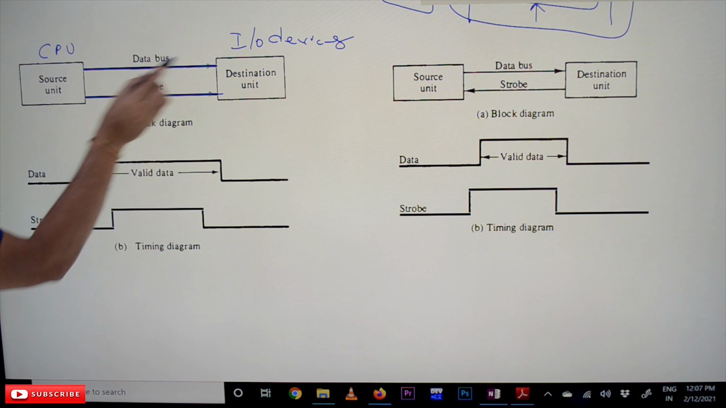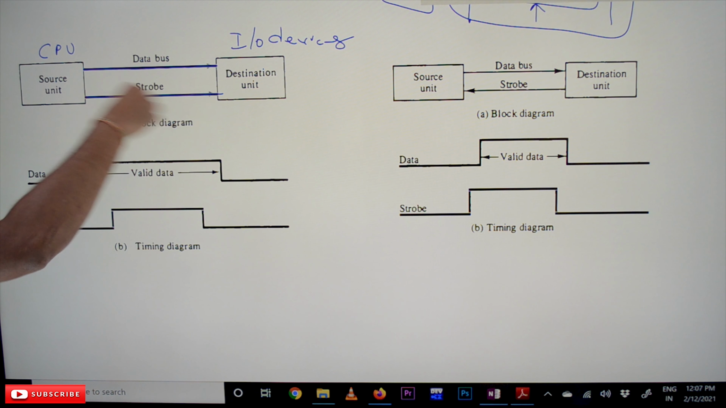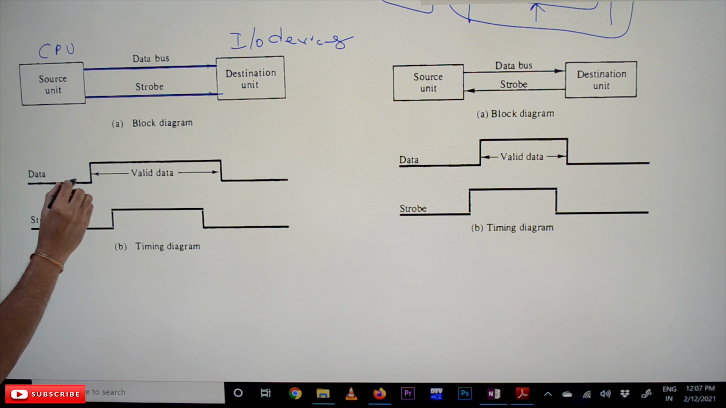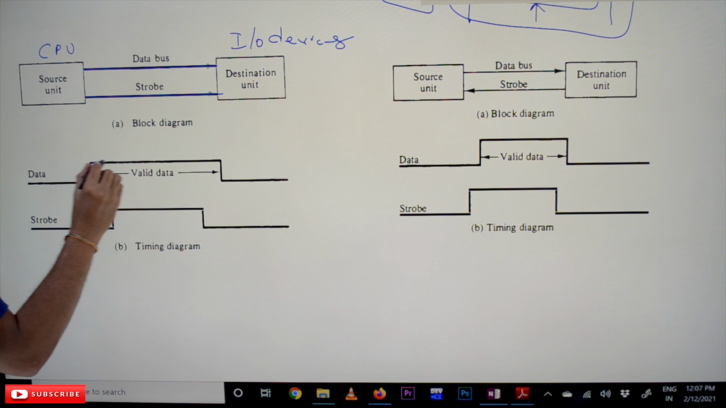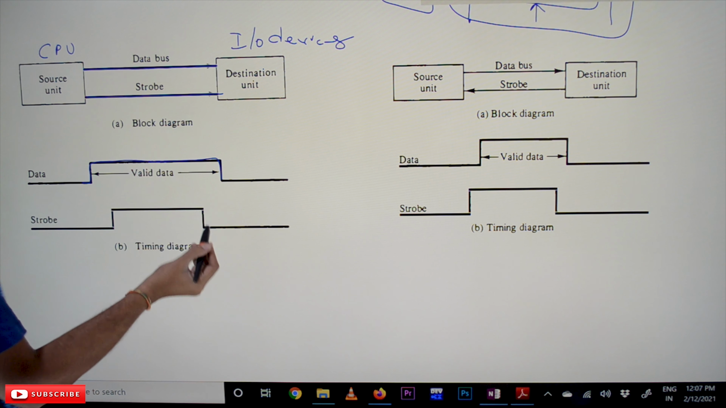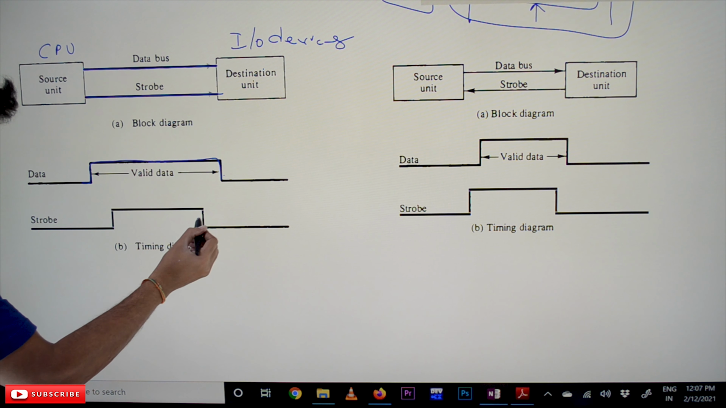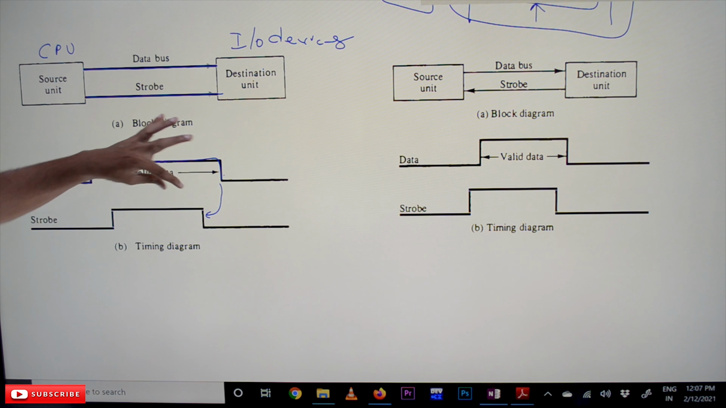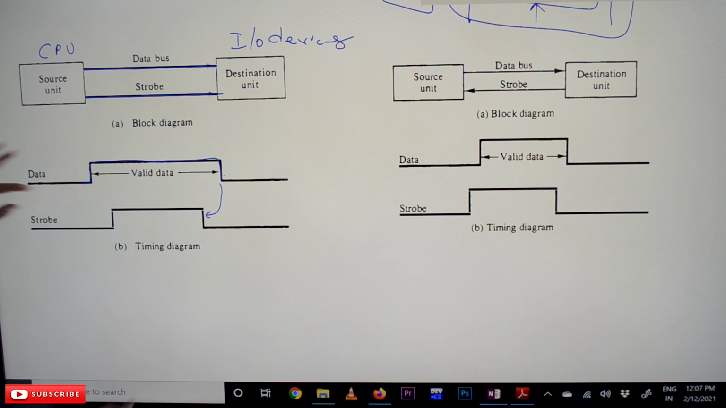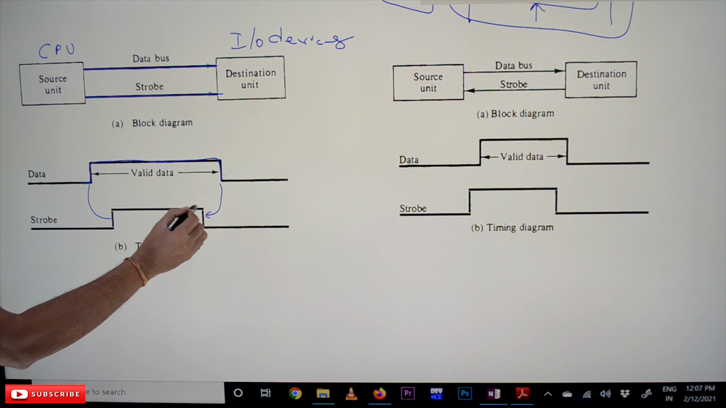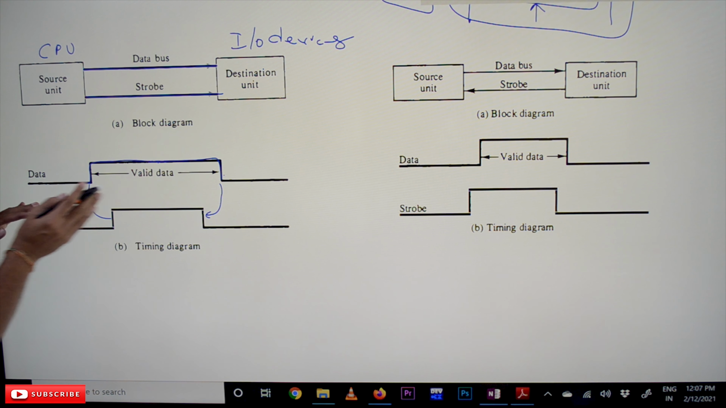This is the block diagram of the strobe control mechanism, and this is how the timing diagram will be. Whenever the valid data starts at the source, the CPU is going to generate a strobe signal. This pulse that is being generated is what we call a strobe signal, and it is generated until the end of the valid data.